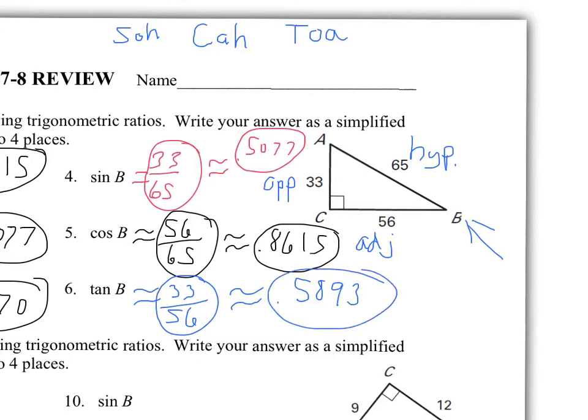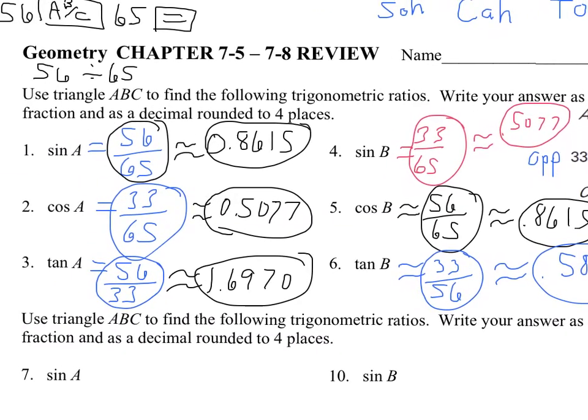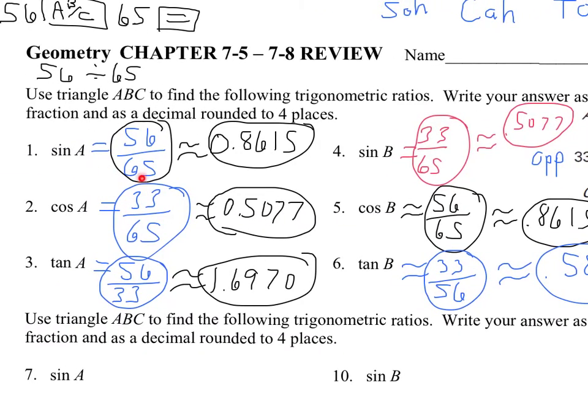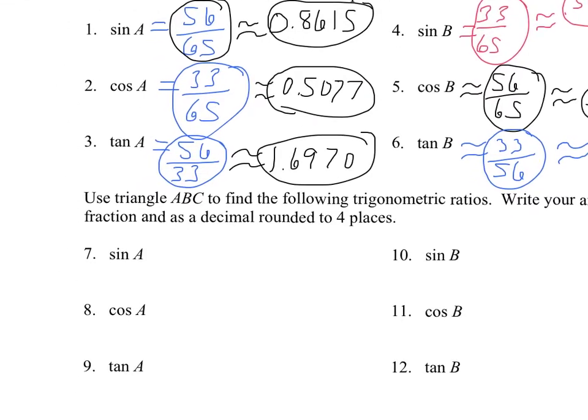Now some of you have noticed something here. Look at the sine of A, 56 over 65, 0.8615. Look at the cosine of B. They are identical. Yeah, that will happen. If you're taking the sine, cosine, tangent of both angles, you will notice some of them are the same. You don't have to memorize that or do anything with it. Just don't be thrown off by it.